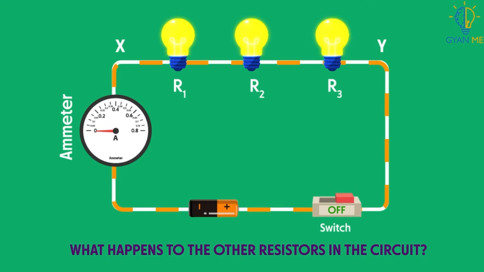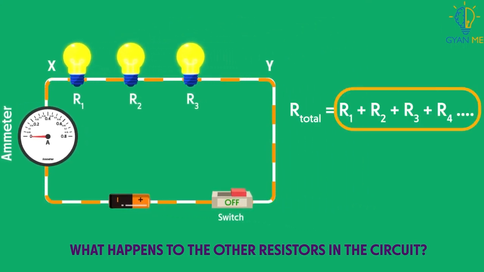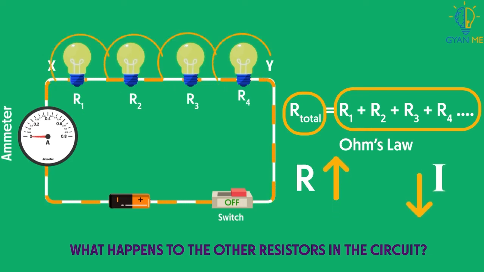So for series combinations, we can say that if more resistors are added, then the overall resistance of the circuit increases. And then according to Ohm's law, the current within the circuit decreases. This decrease in current is consistent with the observation that the bulbs glow dimmer in the circuit.